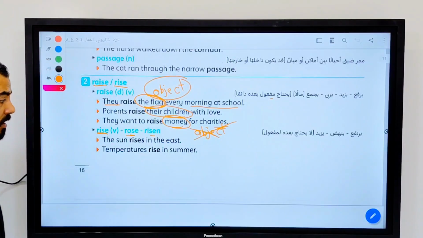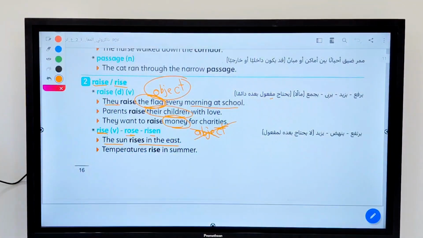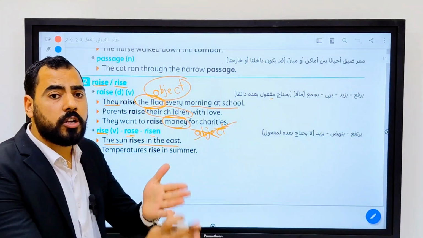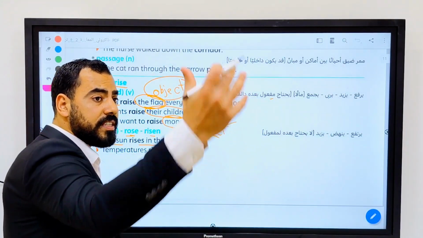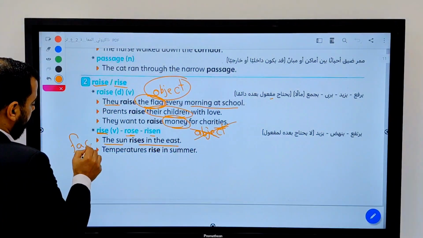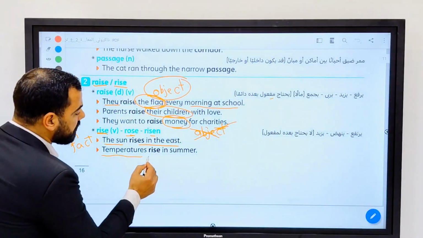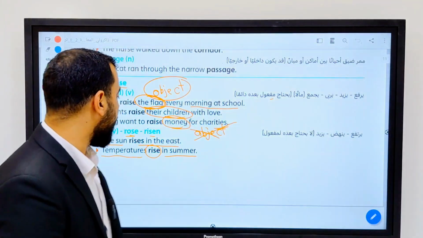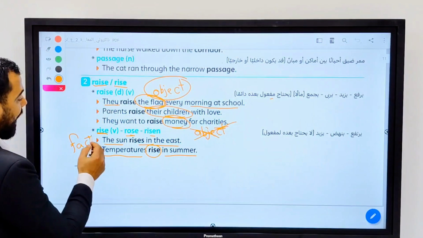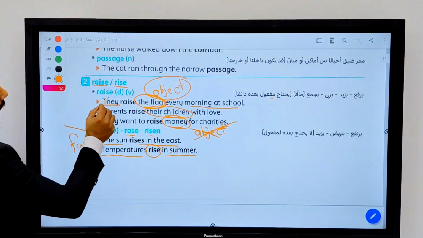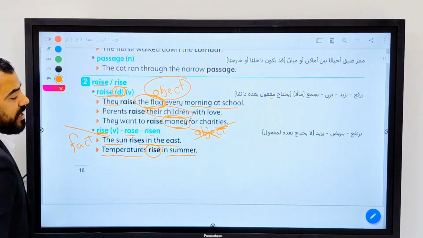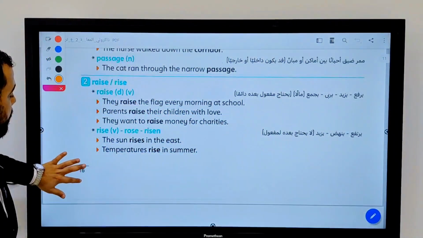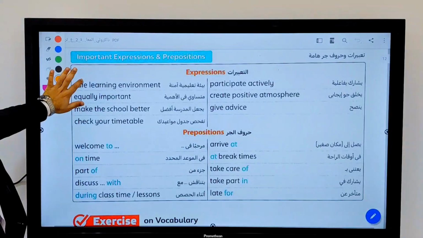We don't need an object. So the sun rises in the east. There is no object. The subject is the sun and rise is the verb, and we don't have any objects. The sun rises in the east. This is a fact about the sun. Temperatures rise in summer. It becomes hot in summer. We don't have any objects with rise. And rise is an irregular verb, and raise is a regular one. We add D to change it from present to past. Let's read the expressions and prepositions.